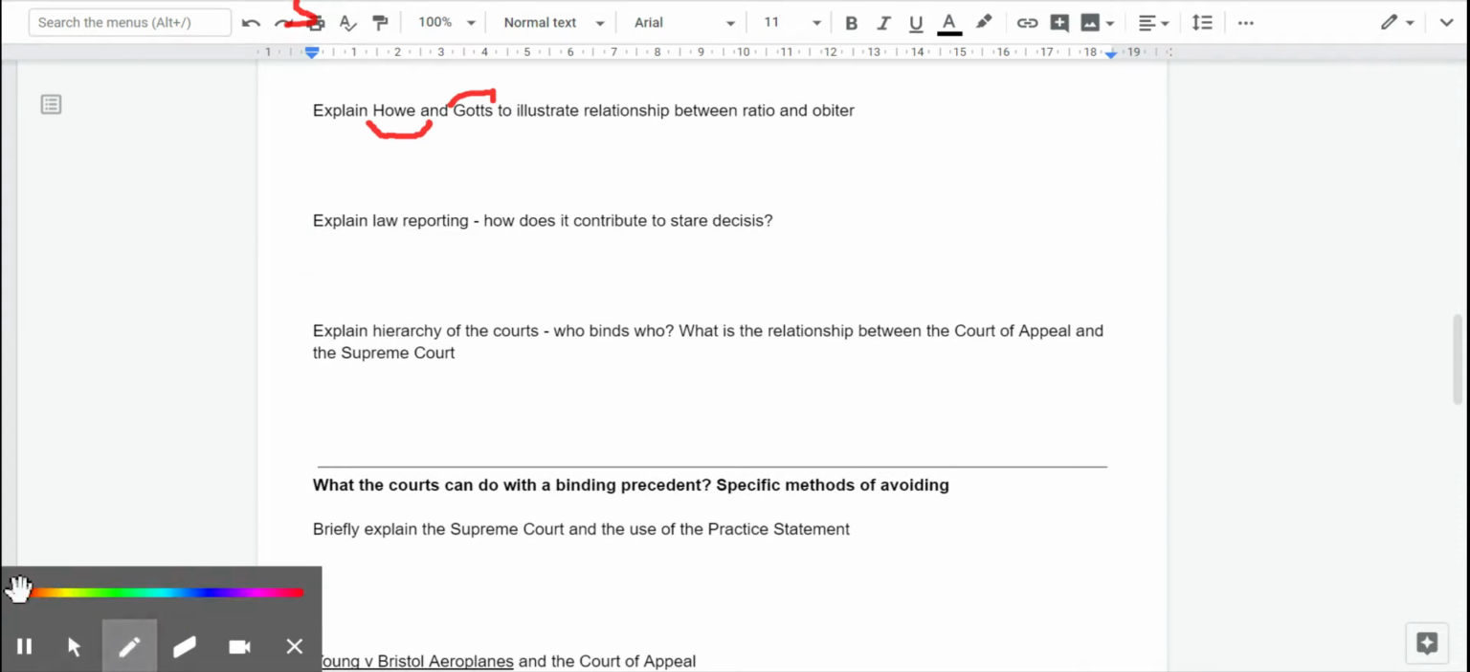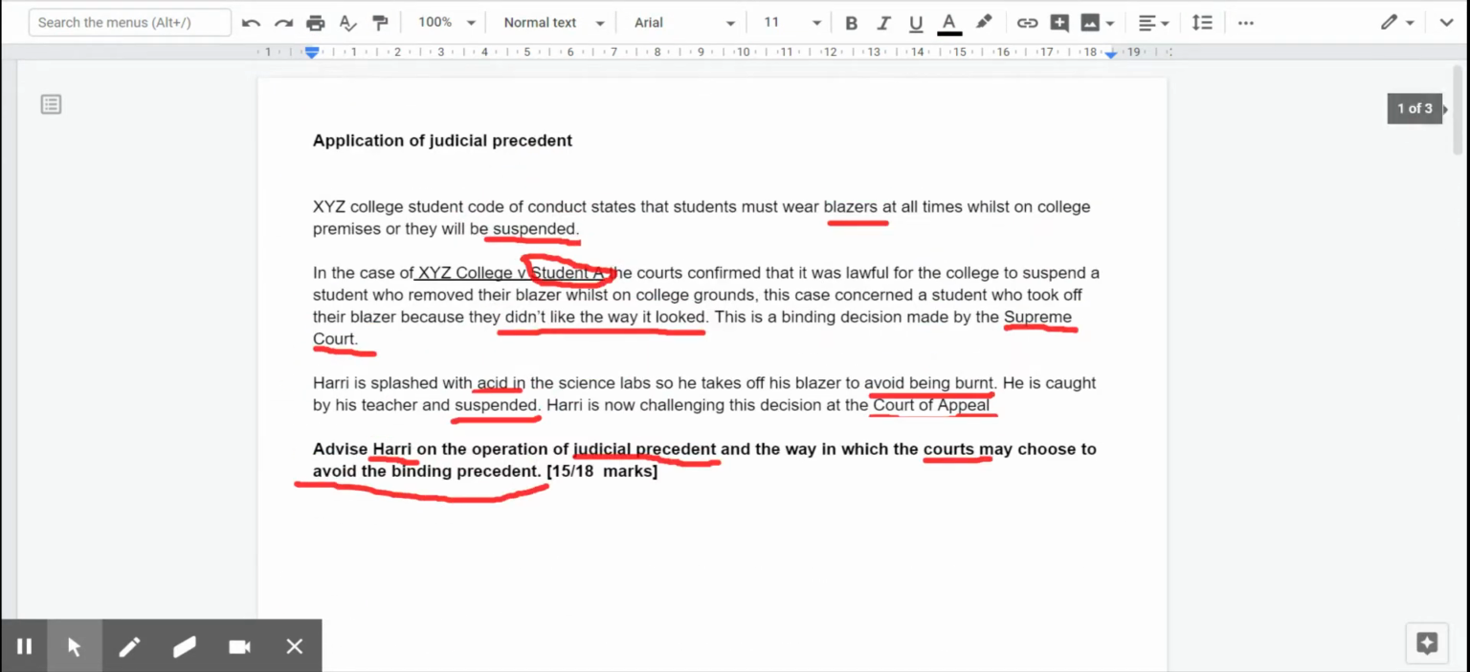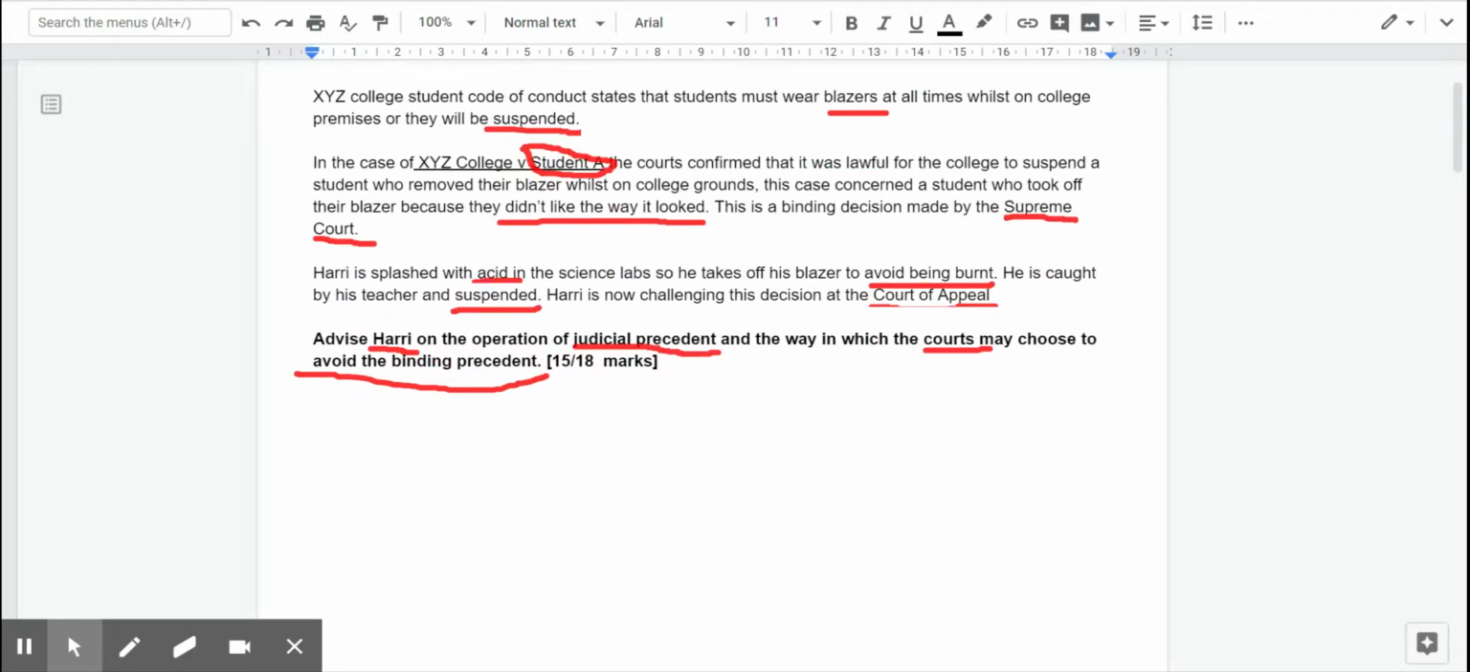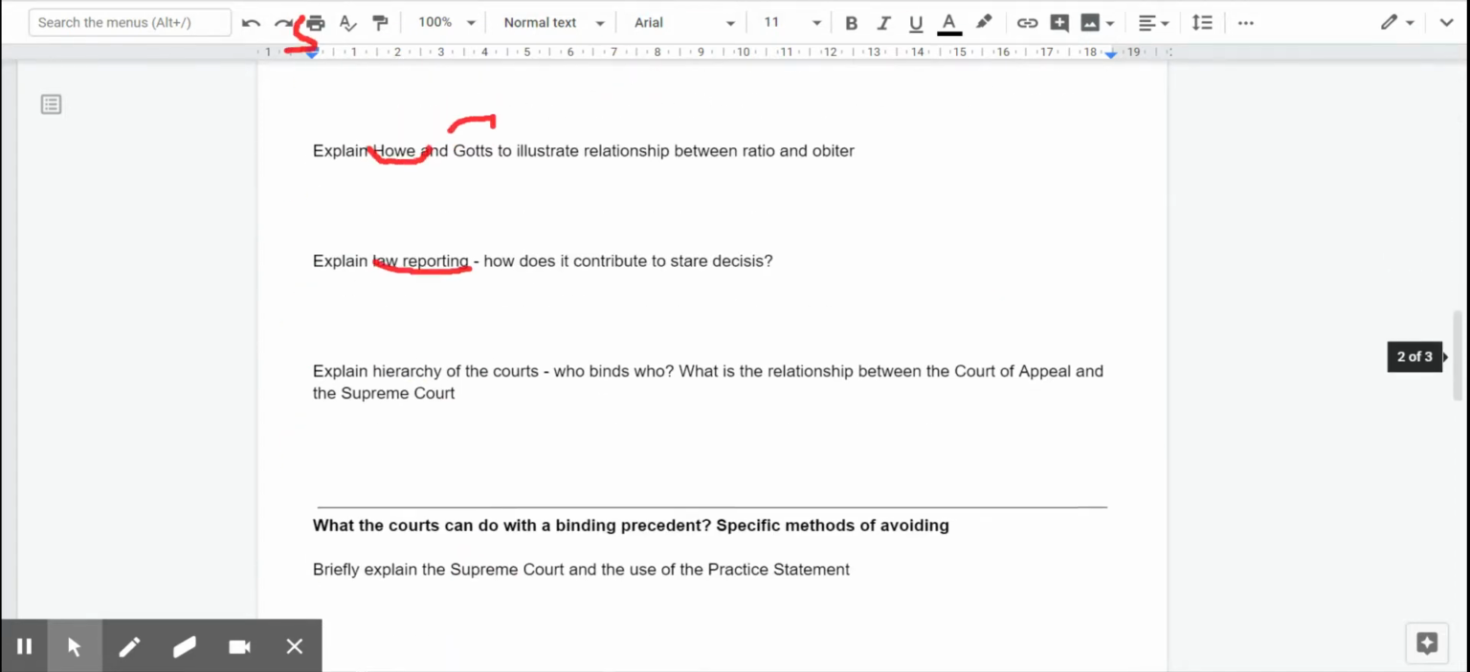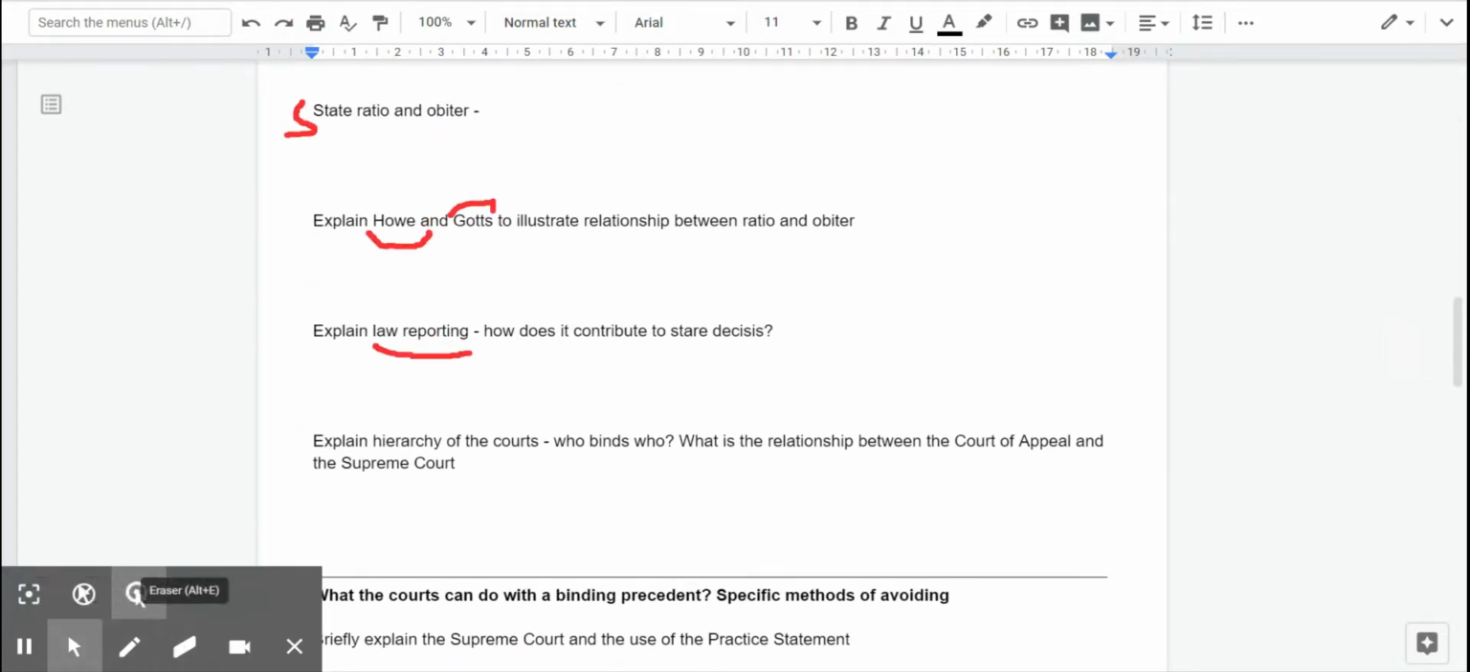Now, it's really important that you briefly explain all of the relevant things. So you need to explain law reporting, and you need to say that this is an accurate outline of what happened in the case. And you're going to want to say, well, XYZ colleges, it would be really important for Harry and his legal team to look up that decision, because that's what the judge will do, and that will mean that that will be the binding precedent. So you can go back to your law report and look that up.